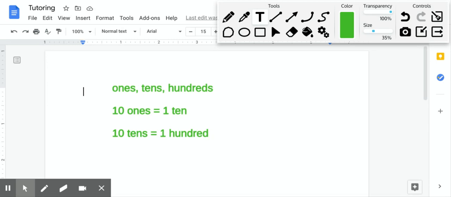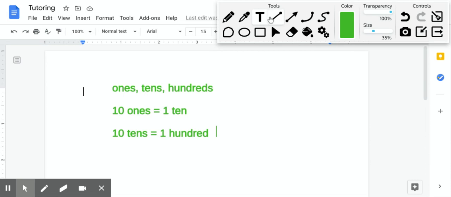If you wanted to go on, there's 10 hundreds in 1000, but we're not going to review thousands today. But you get the point. There is 10 of everything in the one that's less. So the ones is one place value less than the tens, so there would be 10 ones to make 10.